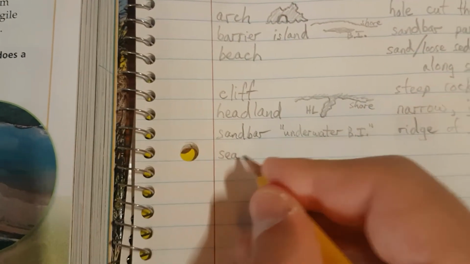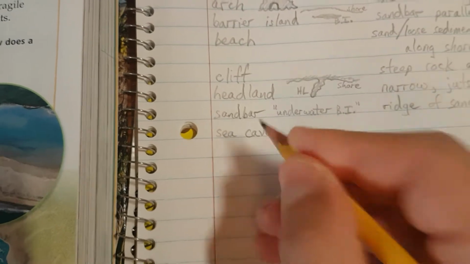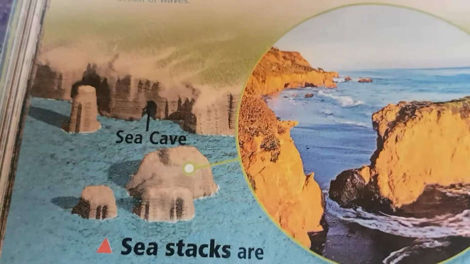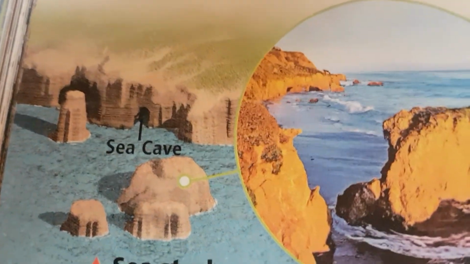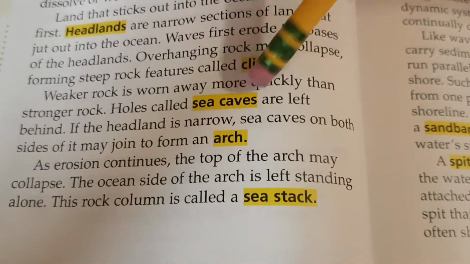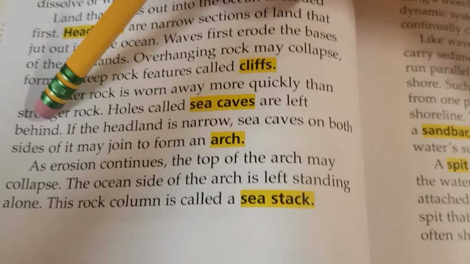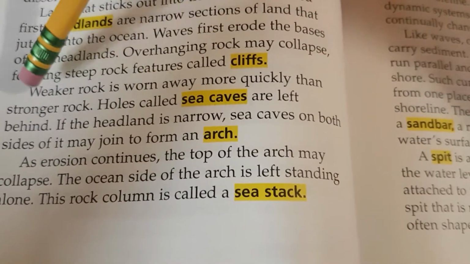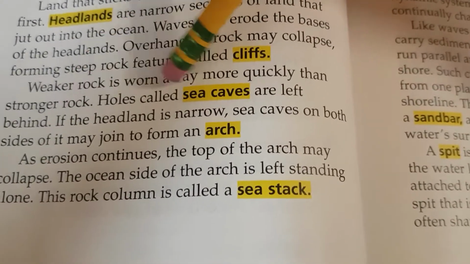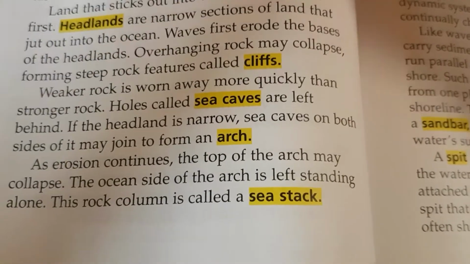All right, sandbar, and then sea cave. S-E-A, cave, C-A-V-E. Well, I bet that's just a cave next to the sea or the ocean. And there's a picture of a sea cave right over there. Let's see here. Holes called sea caves are left behind. Left behind by what? Okay, let's go further back. Weaker rock is worn away more quickly than stronger rock. Holes called sea caves are left behind.